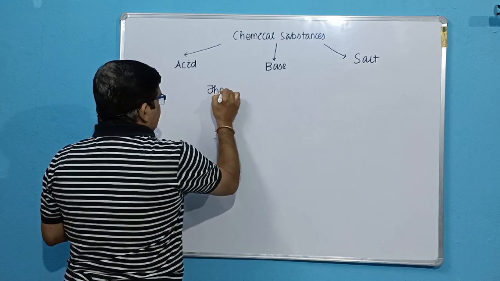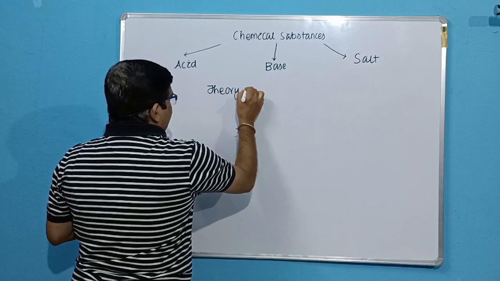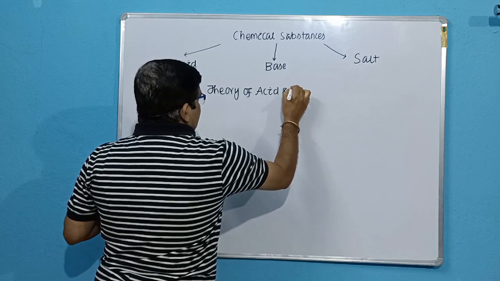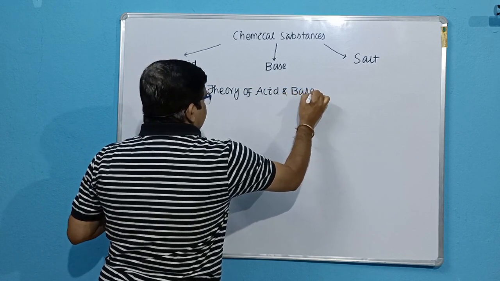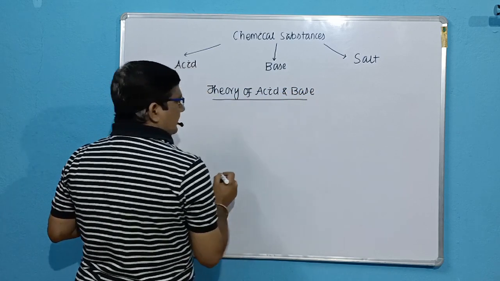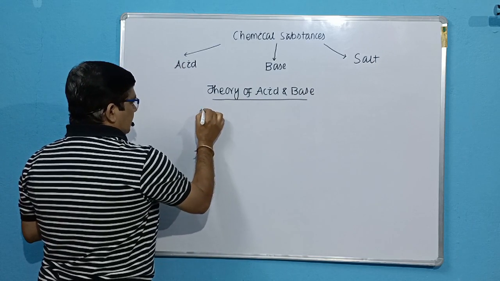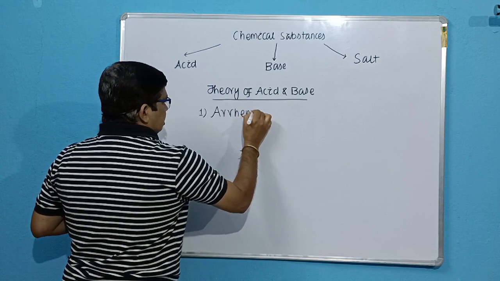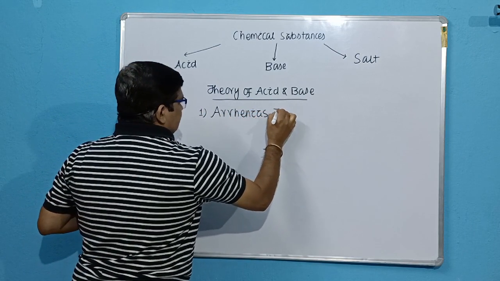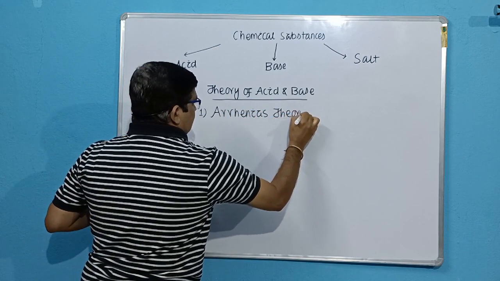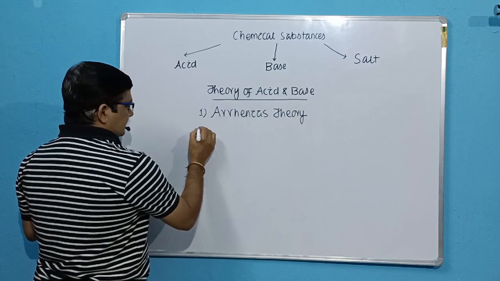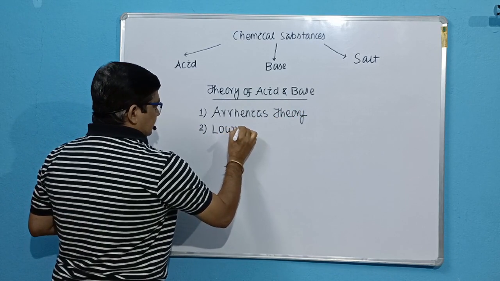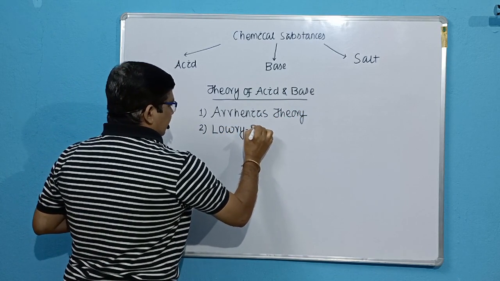Let us know what the theories are. Theory of acid and base. There are 3 theories which we will study in 11th class. First one is called Arrhenius theory of acid and base. Second one is called Lowry-Bronsted theory of acid and base.